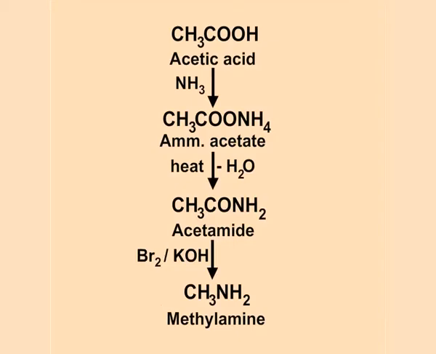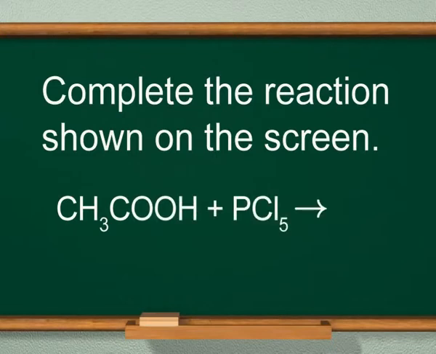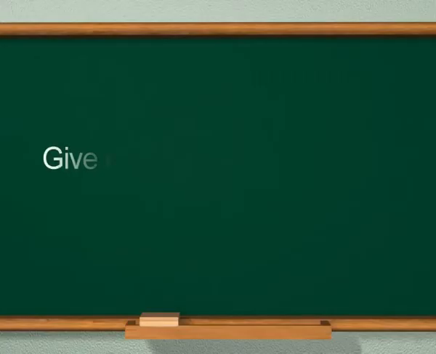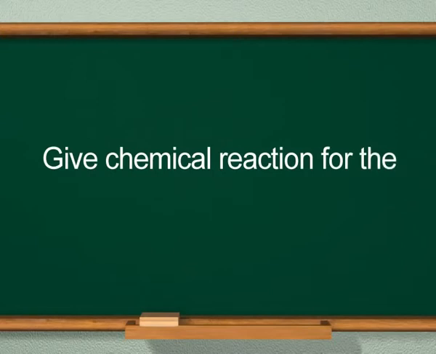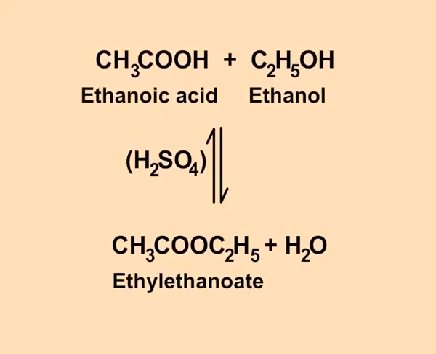And now the second question is, complete the reaction shown on the screen. And the answer is, acetic acid reacts with phosphorus pentachloride to form acetyl chloride, phosphorus oxychloride, and hydrochloric acid. And now the third question is, give chemical reaction for the Fischer esterification reaction. And the answer is, ethanoic acid reacts with ethanol in presence of sulfuric acid to form ethyl ethanoate and water.